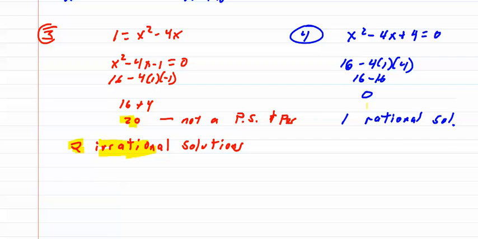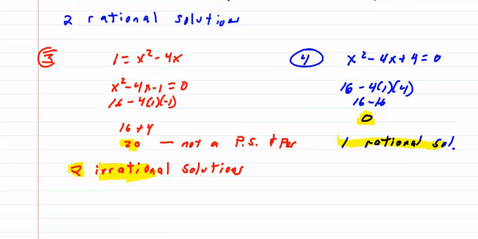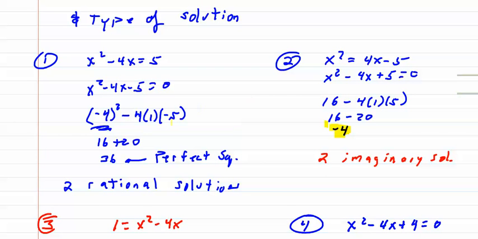If the discriminant is 0, you have one rational solution. If it's not a perfect square, we have two irrational solutions. If it's a perfect square, we have two rational solutions. And if it's negative, we have two imaginary solutions.